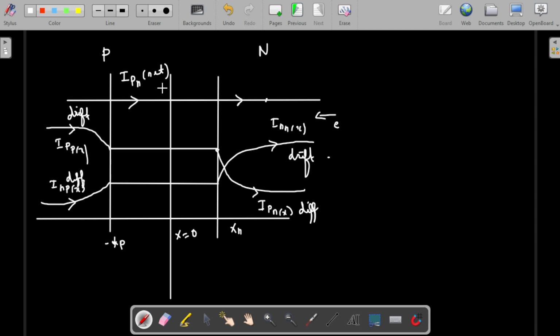So we are going to find out this I P of n, the current which is flowing from P to n. This is the current component in a forward bias PN junction. Okay, so let's see the assumptions. We are taking some assumptions here.